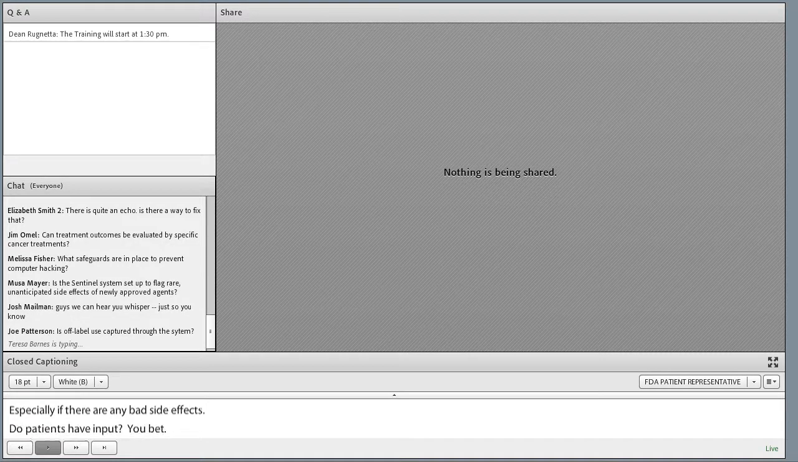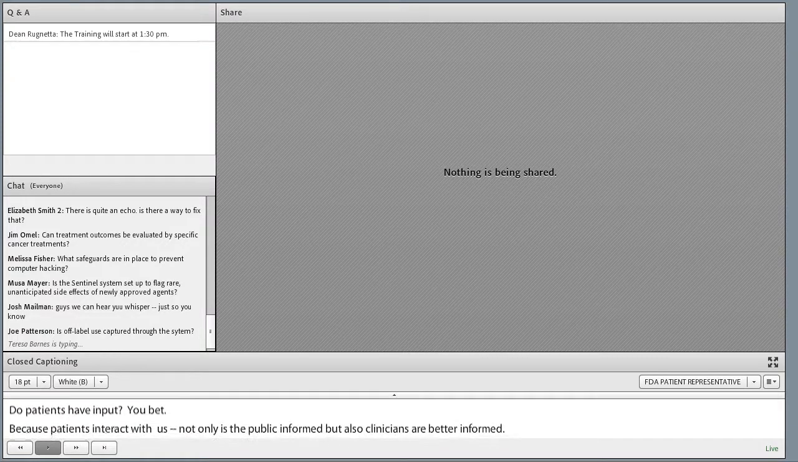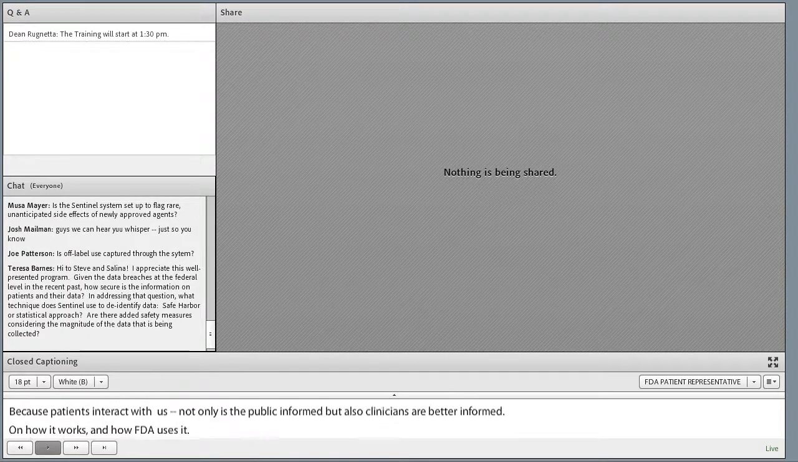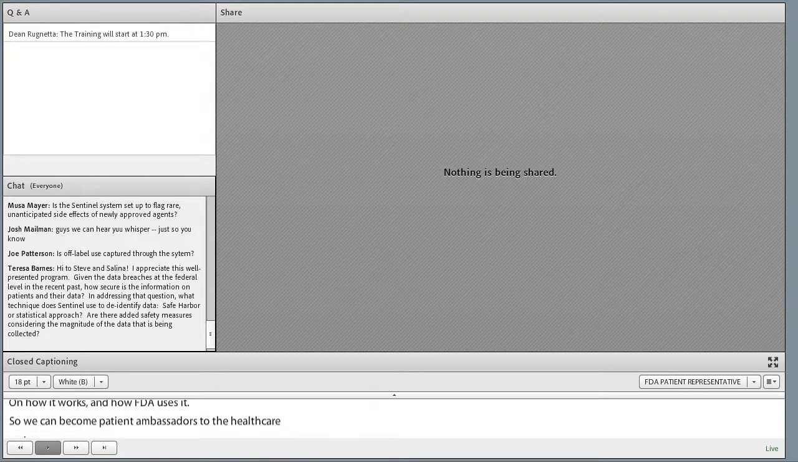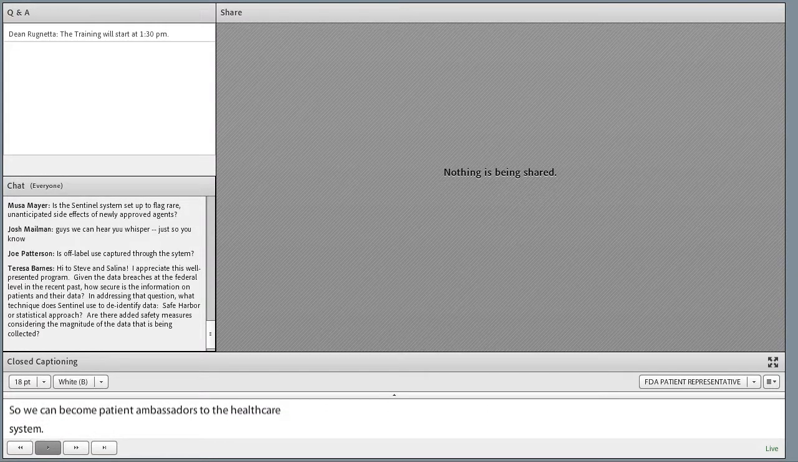Now, because of these efforts, not only is the public more informed, but also patient representatives like you and me are better informed as to what it does, how it works, and how FDA uses it, so that we can be patient ambassadors to the healthcare system in alerting the healthcare system to its existence and also their reference to that system. Thank you. Thank you, guys.